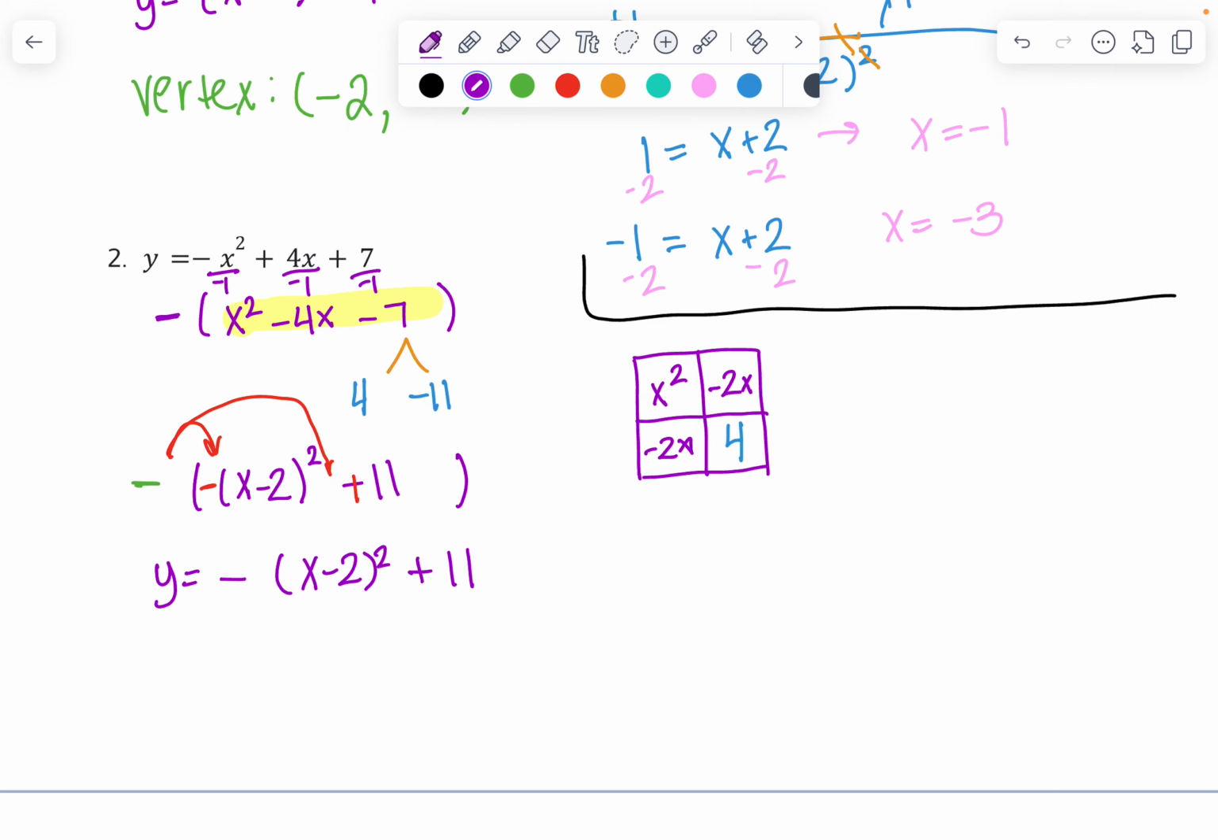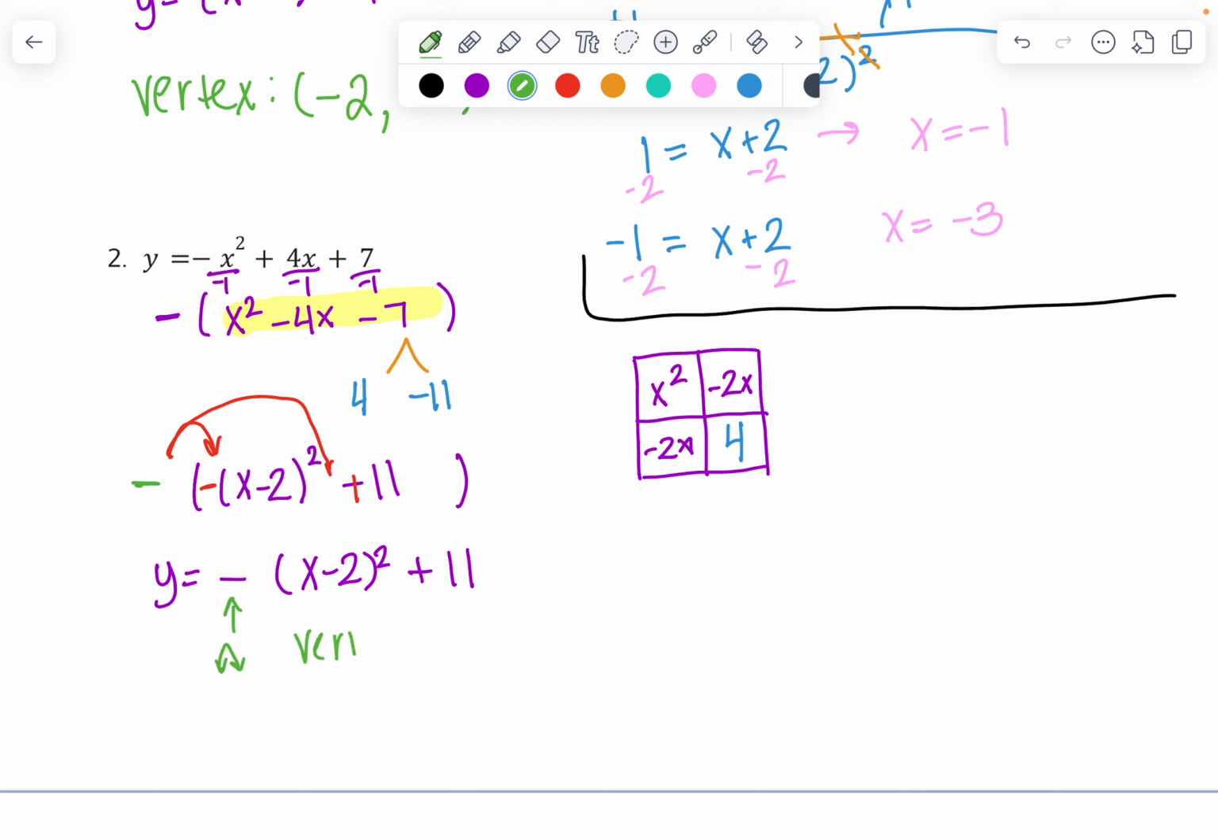All right, hopefully this is making sense. That negative up front, remember, tells us some things about our graph, right? It tells us that our graph is going to be opening upside down. So same sort of thing down here. That negative out front will tell us that our graph is opening upside down, right? That's what this tells us.